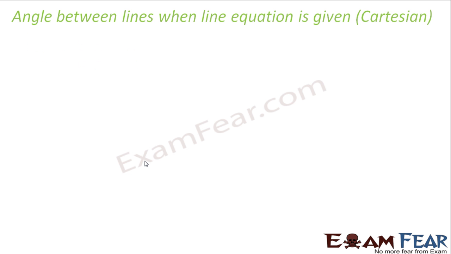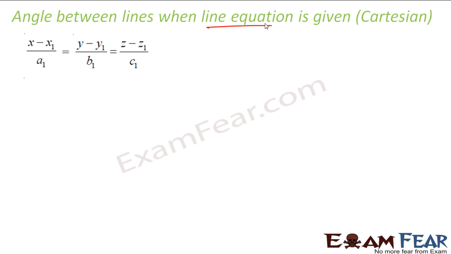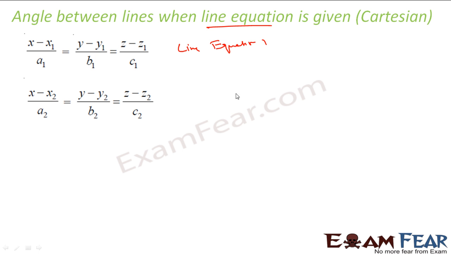So let's find the angle between two line equations in the Cartesian form. If I have two line equations, this is line equation 1, and this is line equation 2. So I have two line equations given. I have to find the angle between them. As I told, to find the angle between lines when the line equations are given, we need only the line vectors and need to find the angle between the line vectors, right?